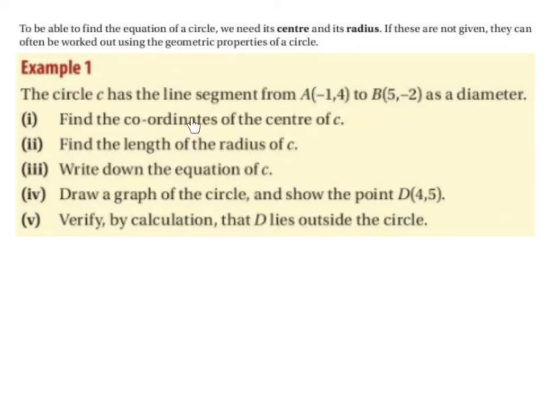Part 1, find the coordinates of the centre of C. Part 2, find the length of the radius of C. Part 3, write down the equation of C. Part 4, draw a graph of the circle and show the point D(4, 5). And Part 5, verify by calculation that D lies outside the circle.